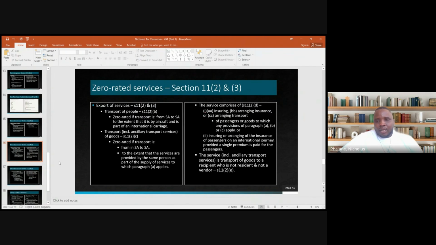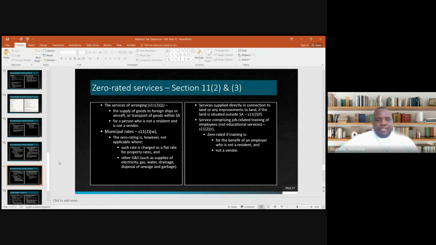Then the service, including ancillary transport service, is transport of goods to a recipient who is not a resident and not a vendor. In terms of Section 11(2)(e), that is quite straightforward. All right. The service of arranging, in terms of Section 11(2)(i), the supply of goods to foreign ships or aircraft or transport of goods within SA, for a person who is not a resident and not a vendor. All right, that is also straightforward.